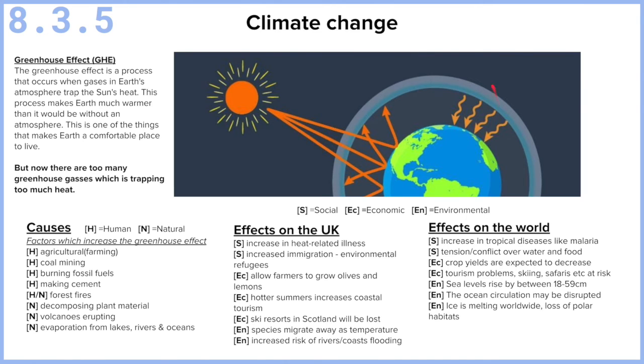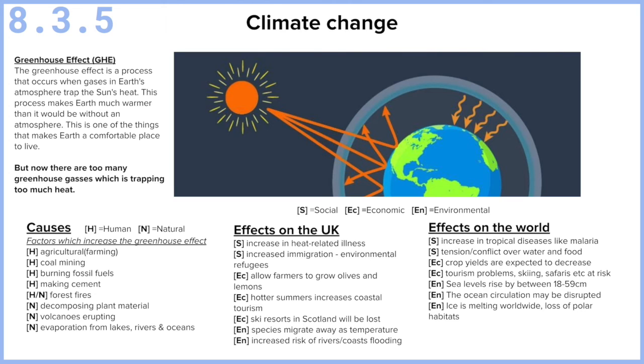So what's causing climate change? What's causing this increase in greenhouse gases? Well, we have agriculture. So we raise animals, particularly cows, and they produce methane when they burp, and therefore that's going to put more of that methane into the atmosphere. We mine for coal and we burn fossil fuels. These give off carbon dioxide, which is a greenhouse gas as well, which ends up in the atmosphere. Making cement produces carbon dioxide as well. Forest fires burn wood. Wood is carbon, which produces carbon dioxide.